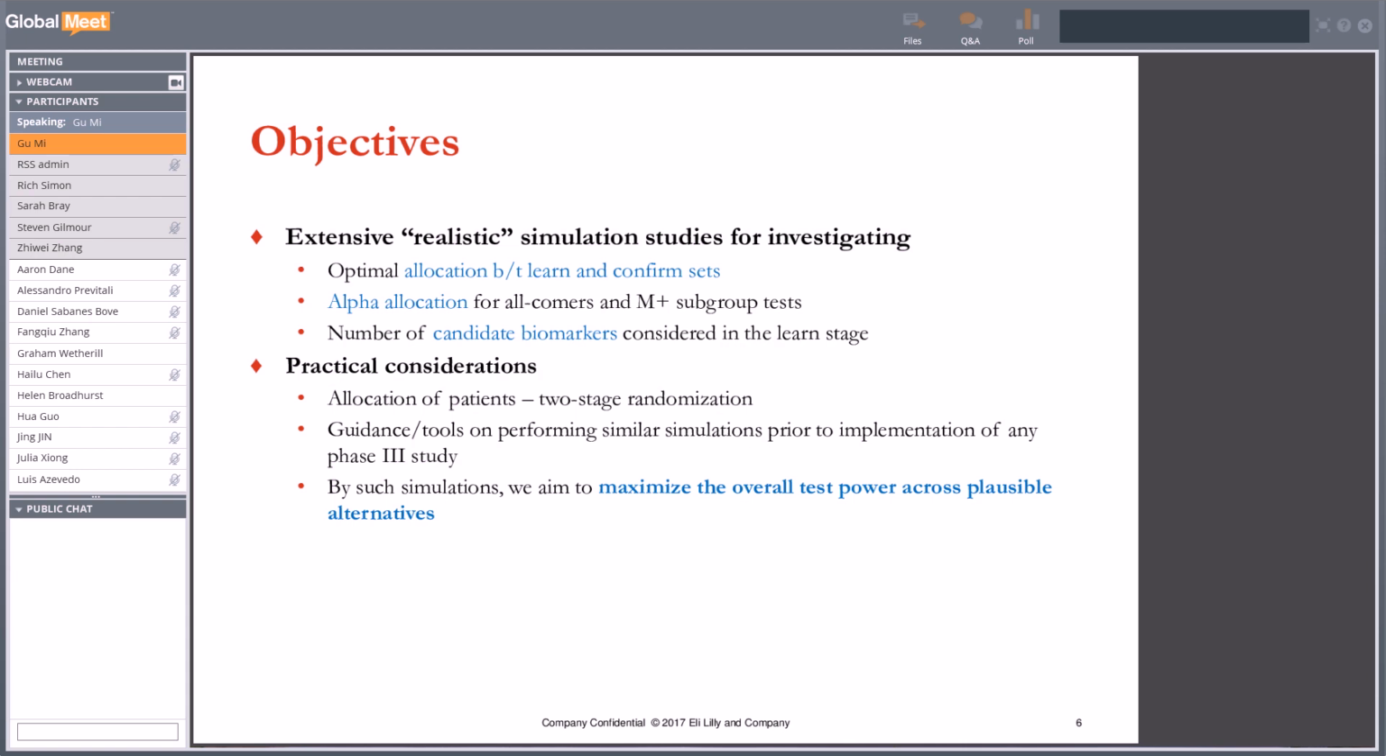Second, we also discussed some practical considerations, such as the 2-stage randomization of patients, and the tools that we developed for performing similar simulations before the initiation of a phase 3 trial. Our ultimate goal is to maximize the overall test power across the plausible alternatives.